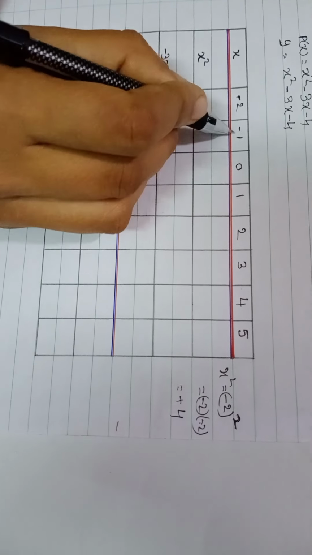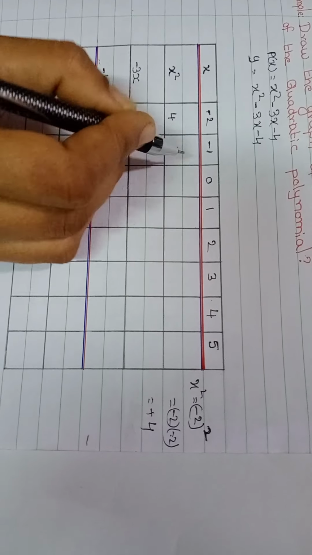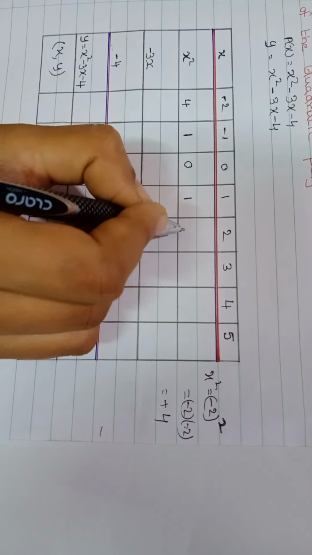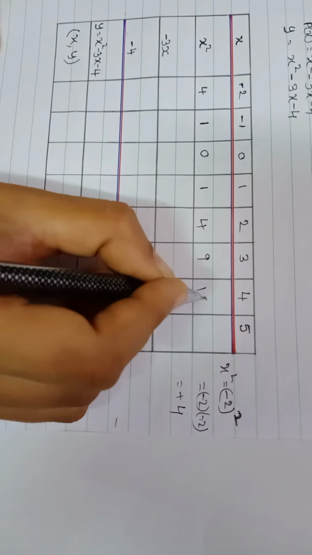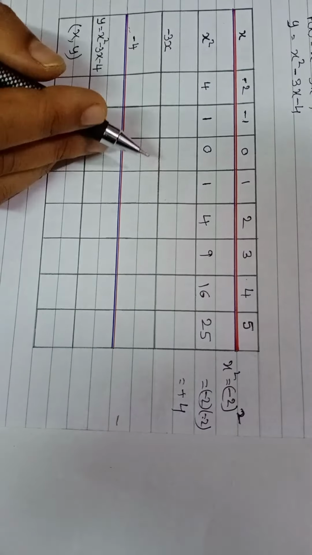2 twos are 4. Minus 1 into minus 1, 1. 0 zeros are 0. 1 ones are 1. 2 twos are 4. 3 threes are 9. 4 fours are 16. 5 fives are 25. Like this.